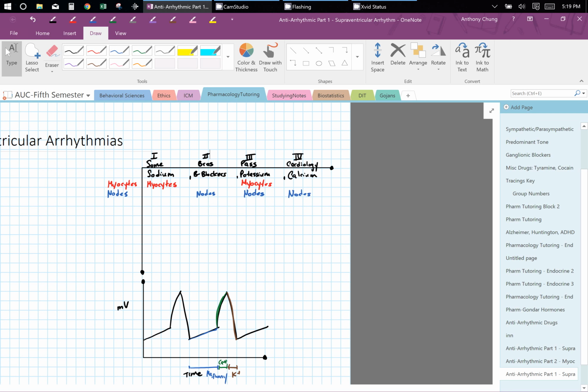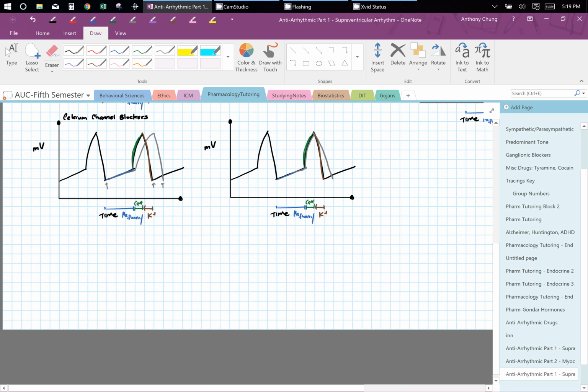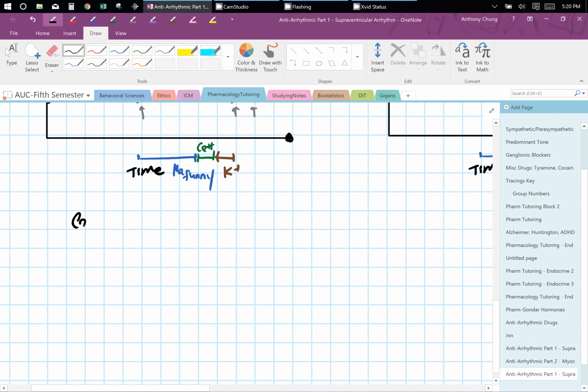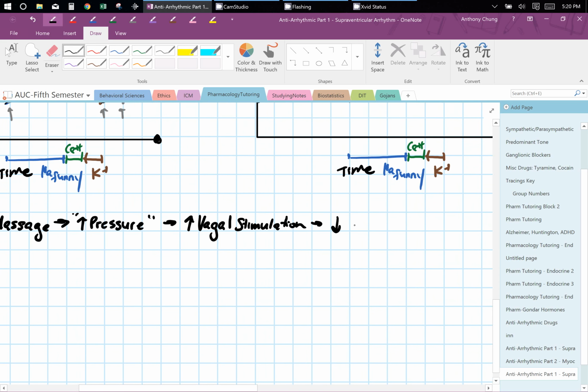Okay, so the next one, I'm just going to write it in your notes so that when I post it up, you'll have everything. So carotid massage will make it think that you have high pressure, right? And then that will make increased vagal stimulation. And then that would decrease the conduction of the AV node.